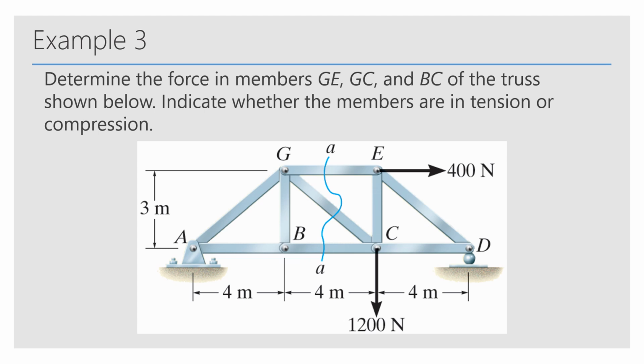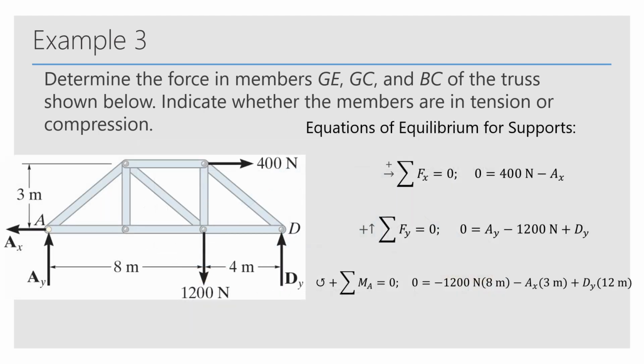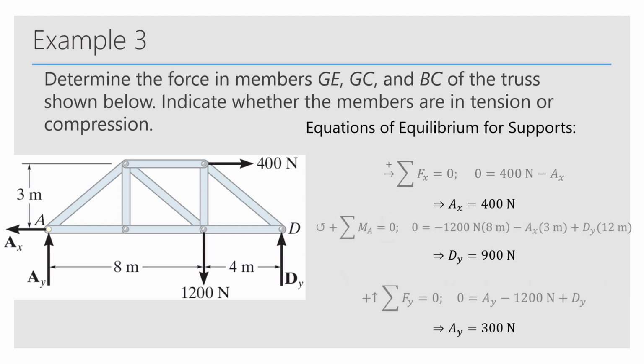Taking a look at example 3, it asks us to determine the members GE, GC, and BC, and indicate whether the members are in tension or compression. First, we're going to need to find the equations of equilibrium for the supports. So we need to determine what the Dy, Ax, and Ay are in this case. We see that Ax equals 400, Dy equals 900, and Ay is 300 based off of the equations of equilibrium.